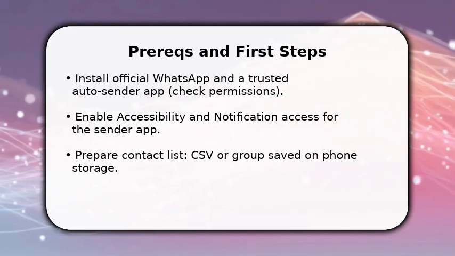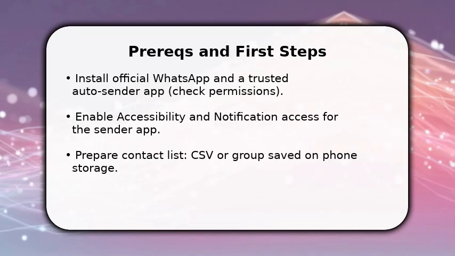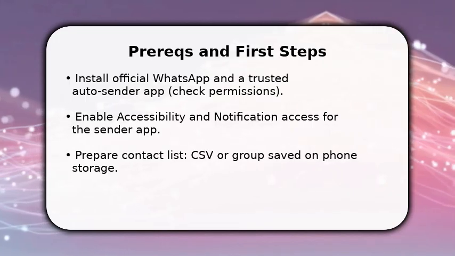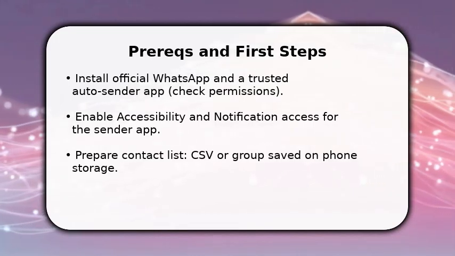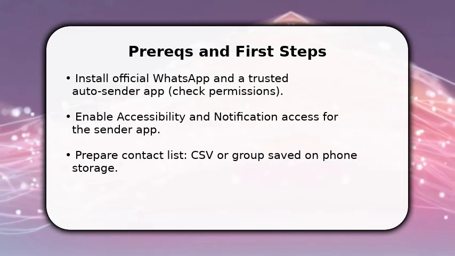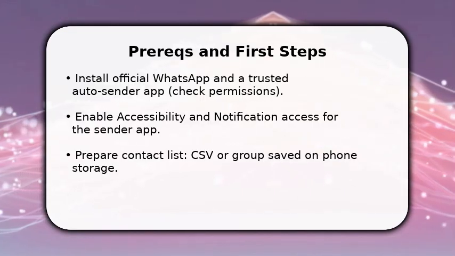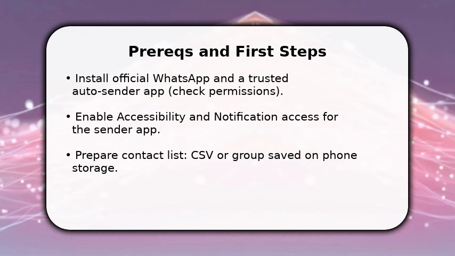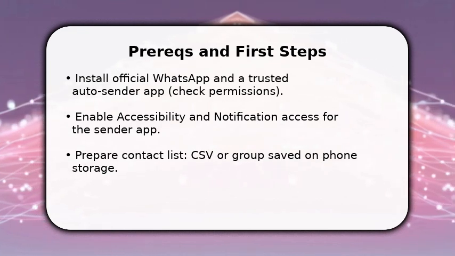Import or select your contact list. Use a CSV or saved group for speed. Once done, set the default messaging channel to WhatsApp inside the app and test with one contact so you know messages will route correctly before automating larger batches.